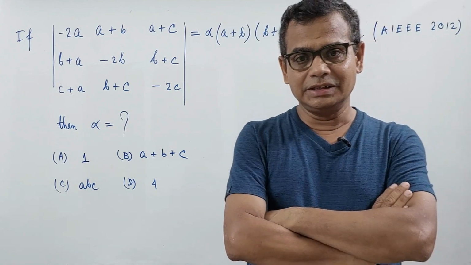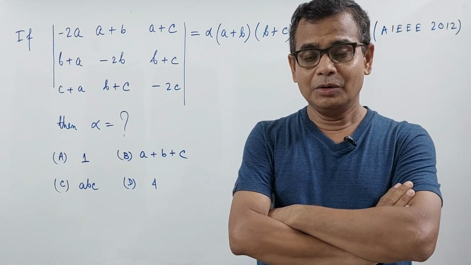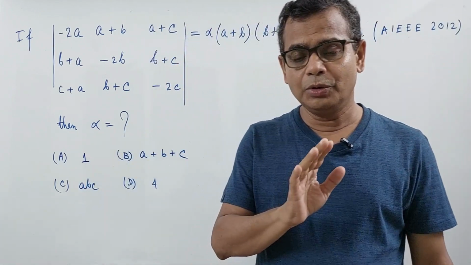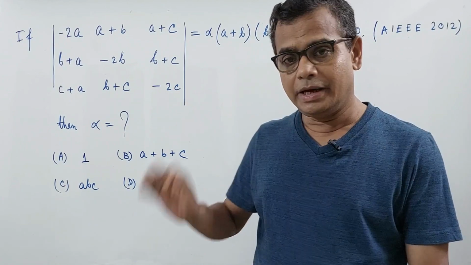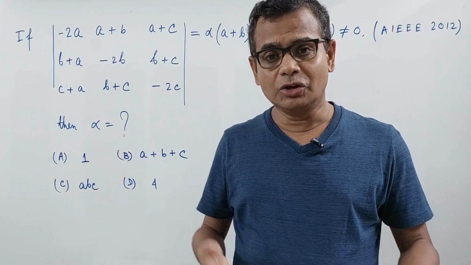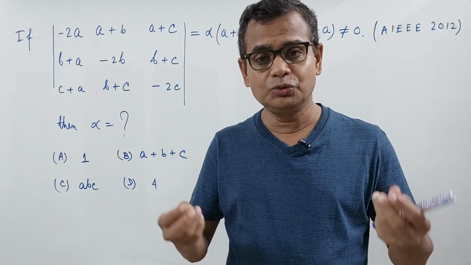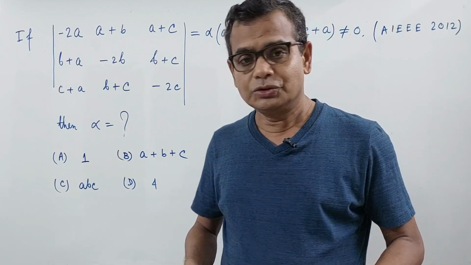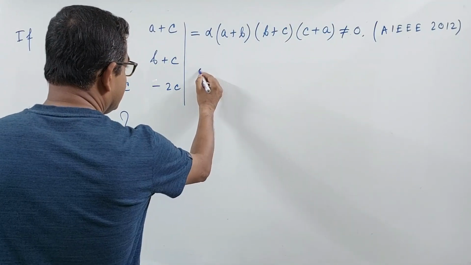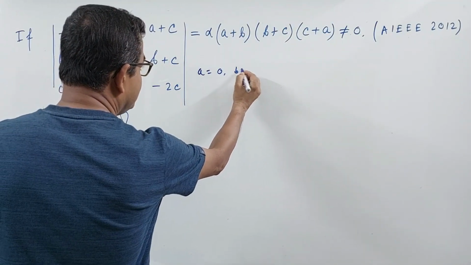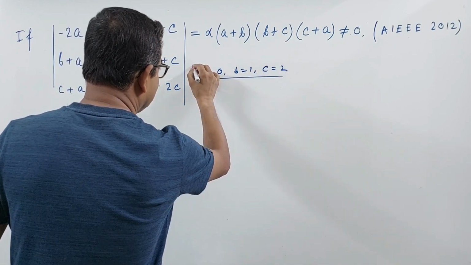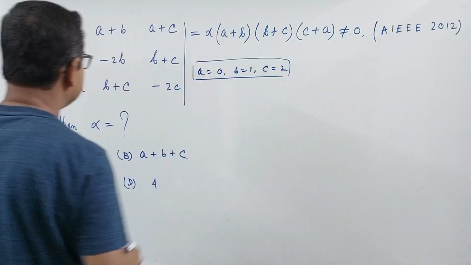One more interesting sum of determinant which came in IEEE 2012. Now we don't go with the proper method. Here we should apply a trick so that it can be solved in just 2 or 3 seconds. So let's start. Suppose a equal to 0, b equal to 1 and c equal to 2. Let us assume the 3 values.